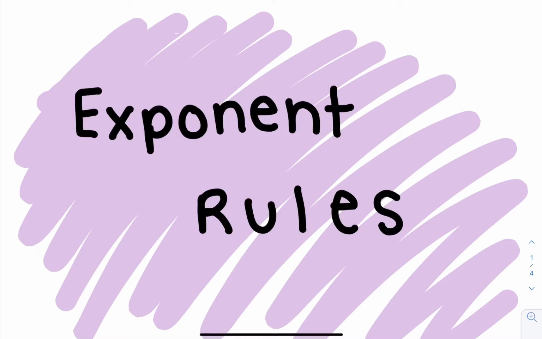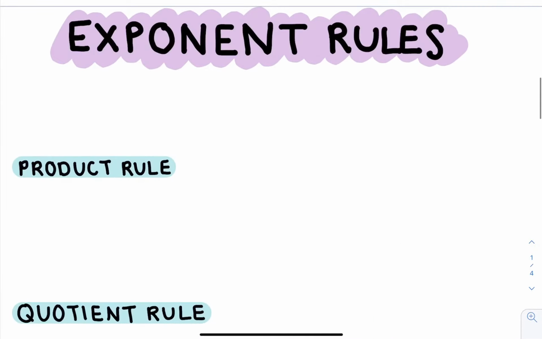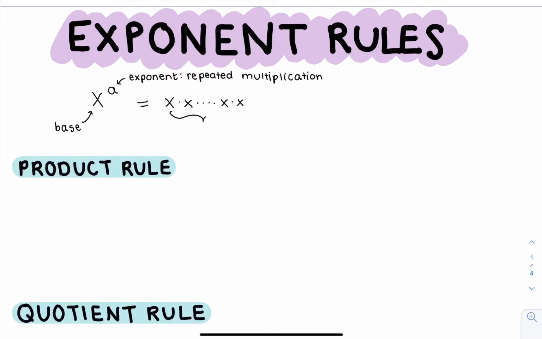Today we're going to be going over some quick facts about exponent rules. So the first thing that we have to start with is just what is an exponent and what does it mean. So if I have something like x to the a, here this a is my exponent and this x is my base. And exponents are just telling you to do repeated multiplication. So what that means is if I have x raised to an exponent a, I'm multiplying x by itself a times.